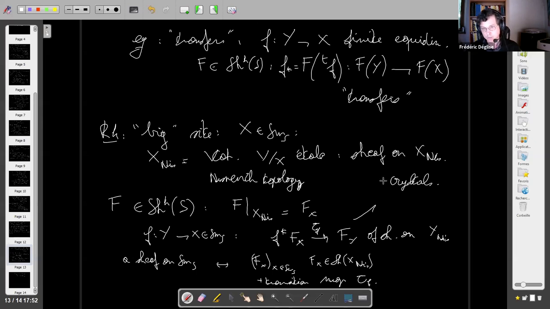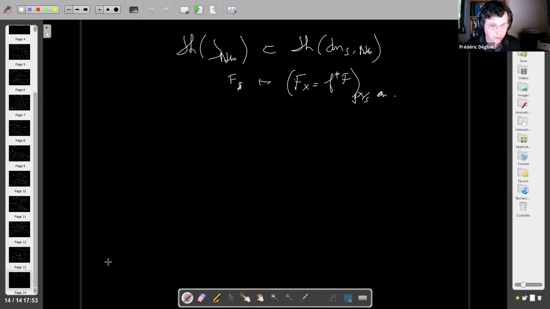crystals, and so on, just for saying. Okay, but anyway, we can work with this notion of sheaves. So let me add another construction.